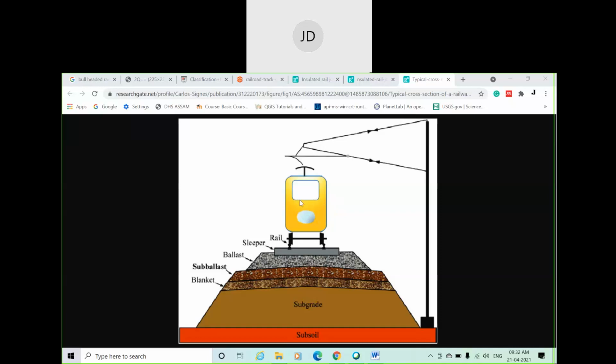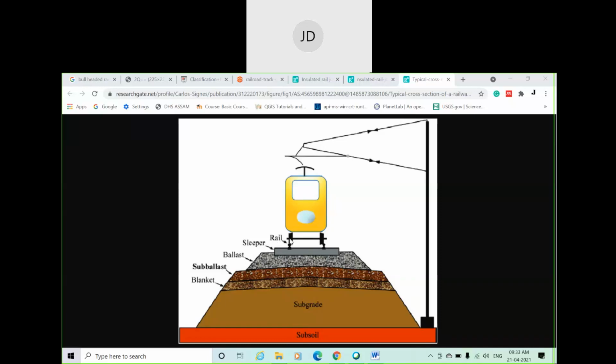Okay, so this moving load, we need to transfer it into the subsoil. First of all, the moving load is transferred through the axle to the rail. Via the axle, the moving load is transferred to the rail as a point load. That means the moving load of the train is transferred to the rail through the axle as a point load.